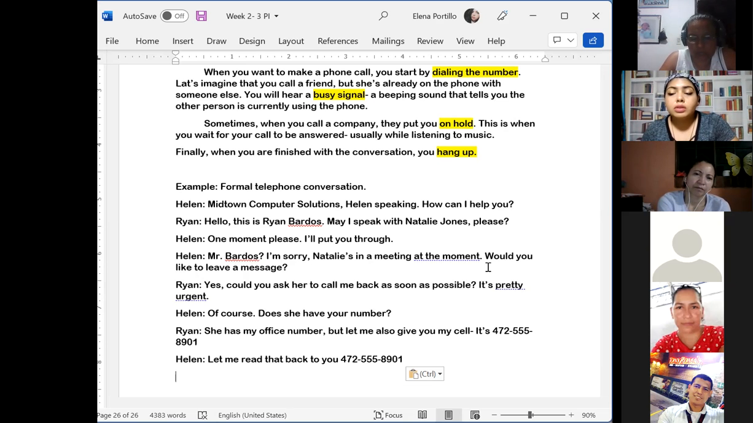En esta conversación vemos que es una conversación bastante formal porque es para una empresa o algo por el estilo, porque tenemos Mindtown Computer Solutions. It can be an office, it can be something related to computers. Y estamos viendo, ¿verdad?, que hay alguien que recibe la llamada, pero pone en espera, on hold, a esta persona para consultar si Natalie está disponible. Pero no está disponible y le dicen que si puede dejar un mensaje.